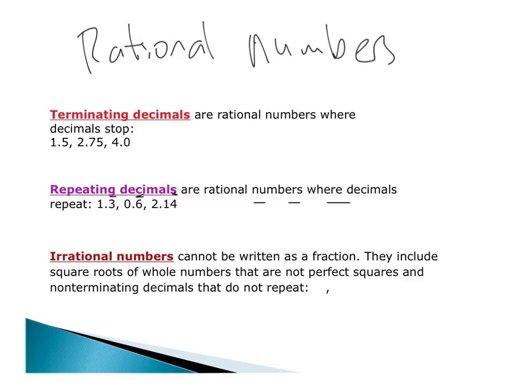And then irrational numbers are numbers that cannot be written as a fraction. They include square roots of whole numbers that are not perfect squares and non-terminating decimals that do not repeat. So for example, square root of 2, pi, just some examples of irrational numbers.